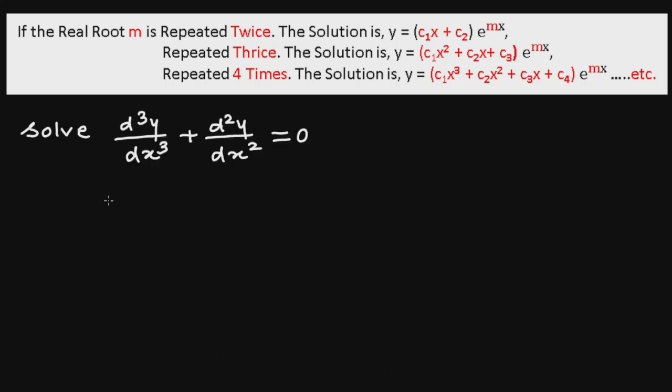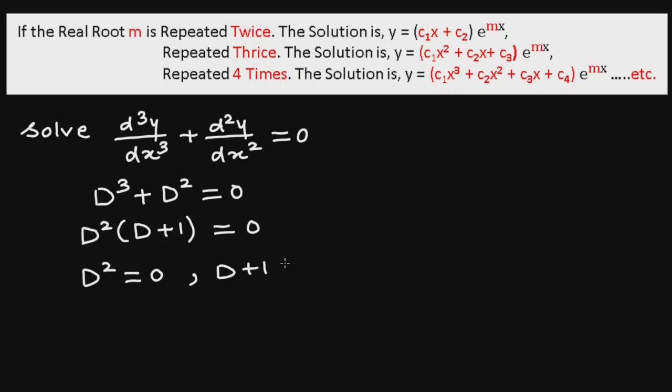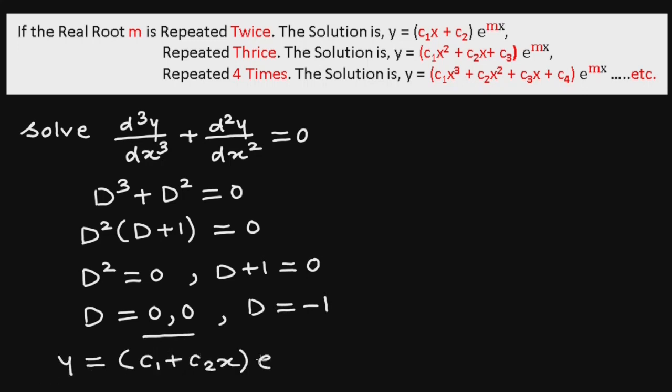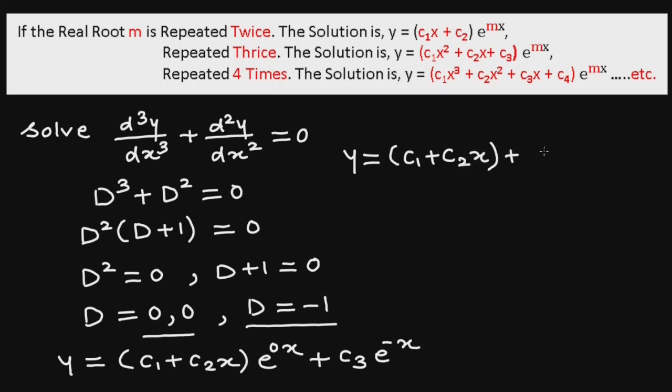Solve. In terms of D, this will be taking D square common: D square into (D plus 1) equals 0, gives D equals 0 and 0, root 0 repeating twice, and D equals minus 1. Since root 0 is repeated twice, the solution will be y equals (c1 plus c2x) into e raised to 0x plus c3 e raised to minus x for this root minus 1, which is y equals c1 plus c2x, since e raised to 0x is 1, plus c3 e raised to minus x.